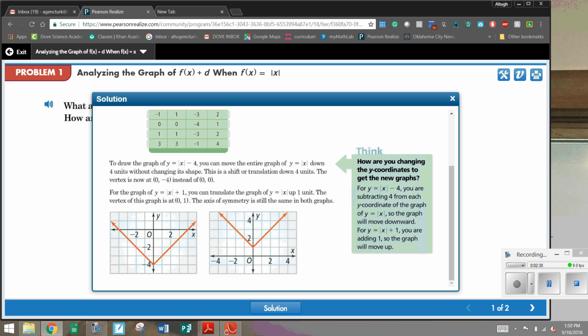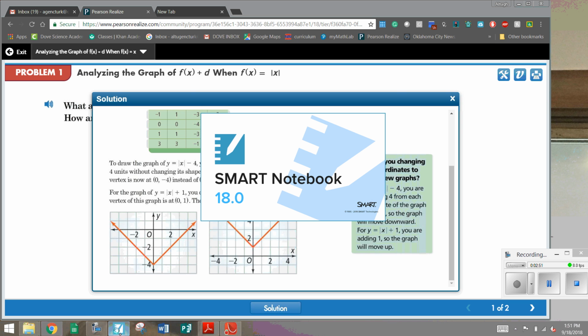And on the other hand, +1: the absolute value function was on 0. The vertex was on 0. They just add 1. It went up 1 unit. Very simple. Let me show you a couple more examples so you will understand better.